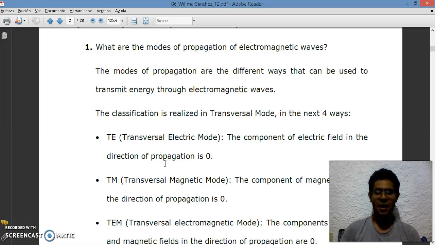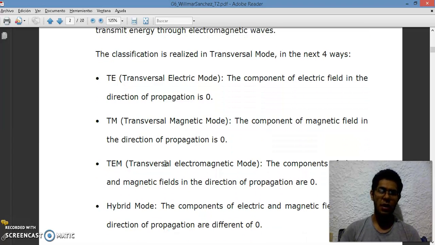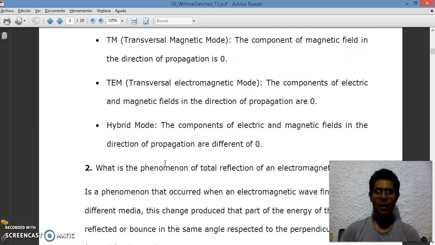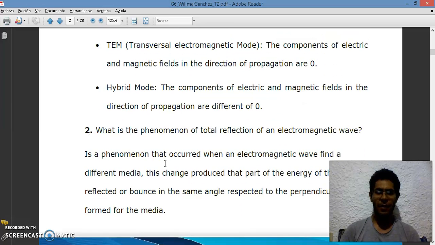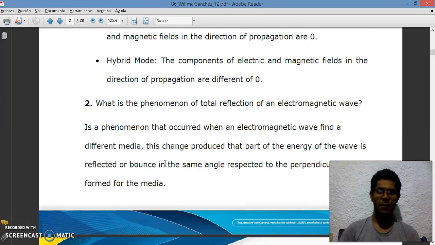The first is the transversal electric mode, when the component of the electric field in the direction of propagation is zero. The transversal magnetic mode, when the component of the magnetic field in the direction of propagation is zero. The transversal electromagnetic mode, when the components of the electric and magnetic fields in the direction of propagation are zero. And the hybrid mode, when the components of the electric and magnetic fields in the direction of propagation are different from zero.